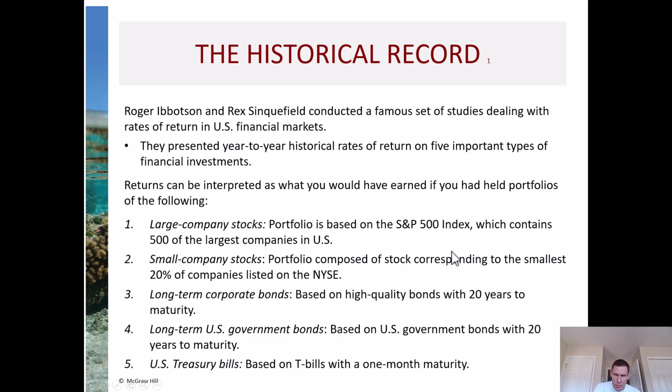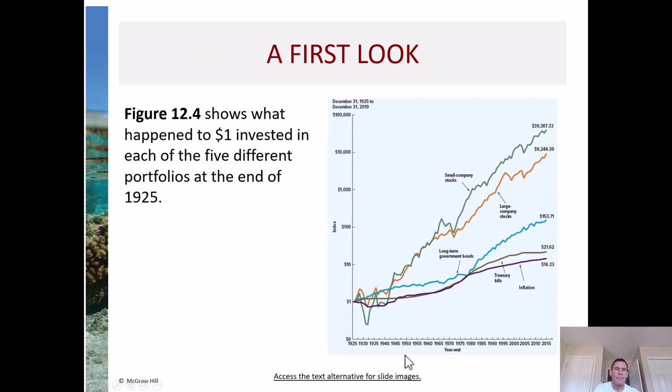So a little bit about the historical record of the securities markets. These two guys conducted a famous set of studies dealing with rates of return in US financial markets. They presented year-to-year historical rates of return on five important types of financial investments: large company stocks, small company stocks, long-term corporate bonds, long-term US government bonds, and then US Treasury bills. So basically we have equity and debt representation there.